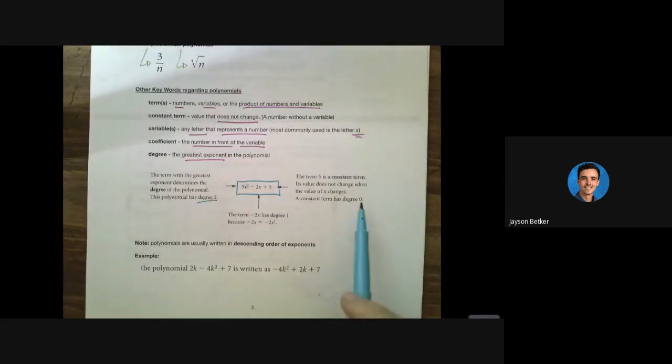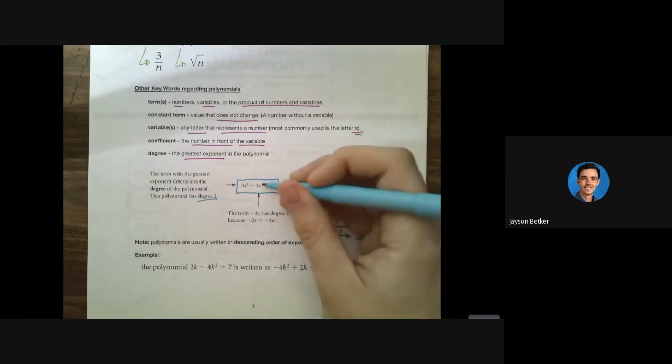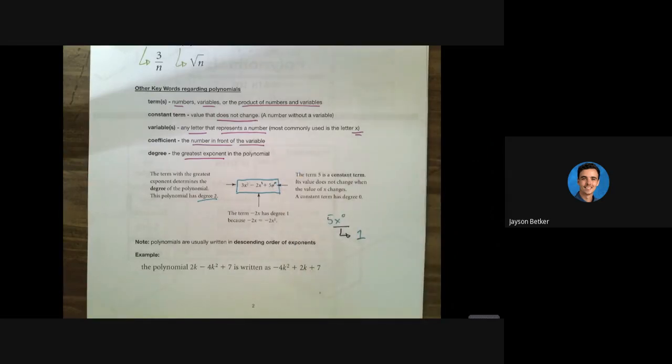Constant term technically has a degree of 0, because if this was 5 times x to the 0, well, hey, you tell me, we've done this before. What is x to the 0? Just 1, right? So this is technically just 5 times 1. So what you'll see here is we technically have 3 times x squared, and then minus 2 times x to the 1, and then plus 5 times x to the 0. But the 1 exponent we don't have to write, the x is right there. And x to the 0, that's just 1, so we don't have to write it either. So what you'll notice is our degrees actually are decreasing as we move from left to right.